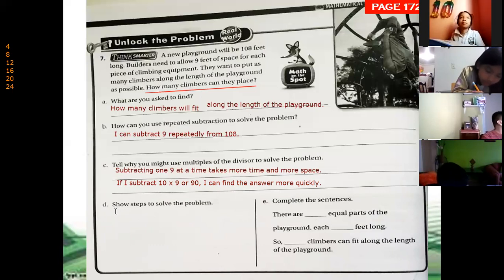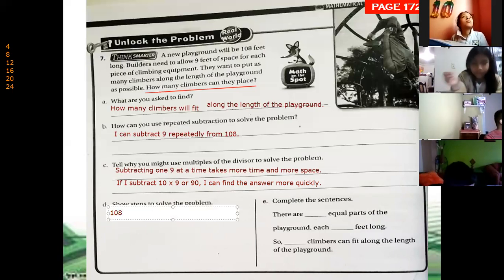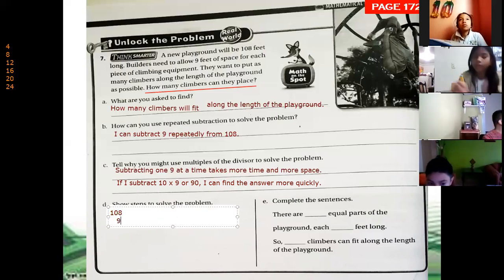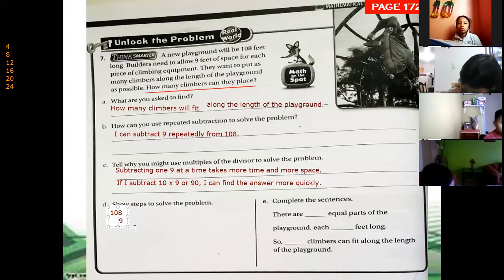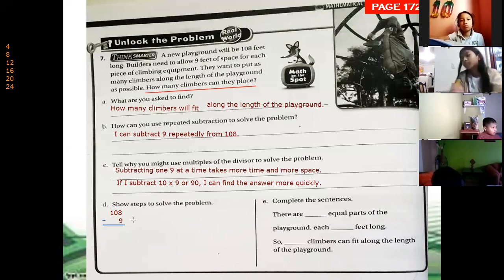Now, let's do here the repeated subtraction. 108 minus 9, minus 9. What's the answer? 108 minus 9. We have 8 here, but 8 minus 9 is not possible. We miss one more, right?